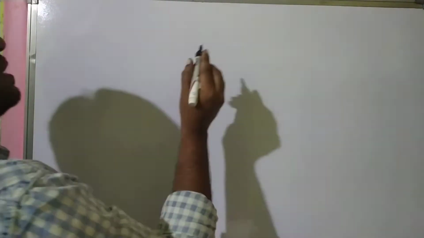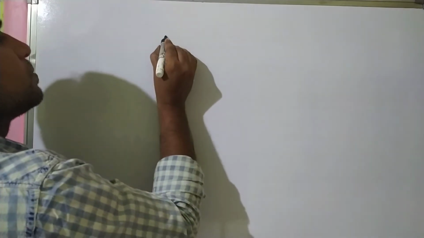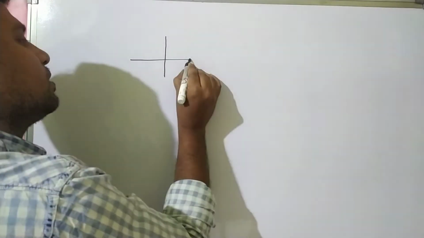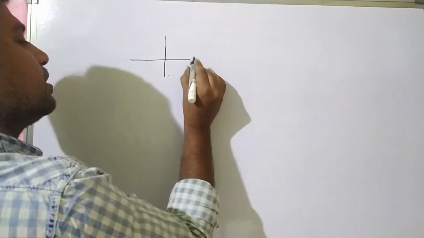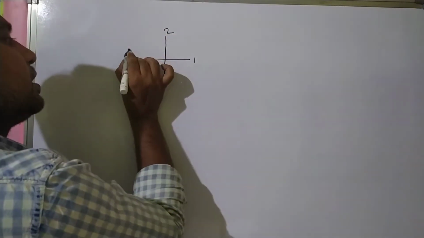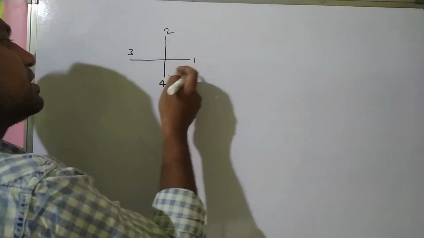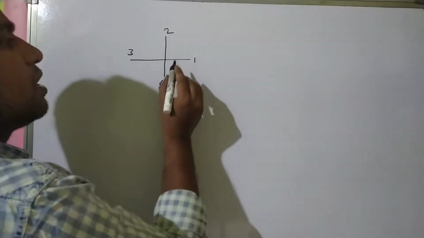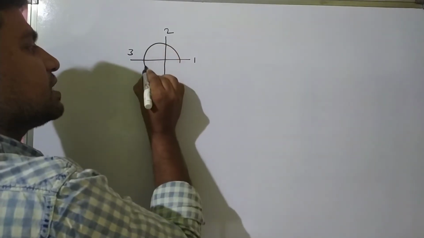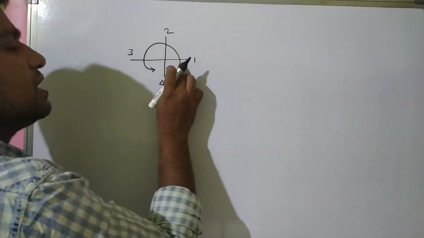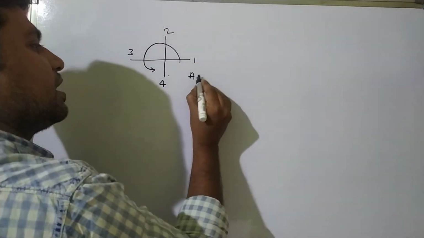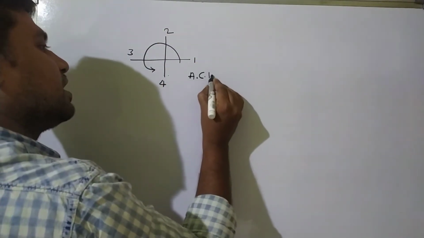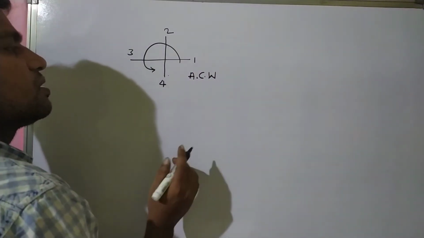Okay students, now I will explain some paths. For example, here 1, here 2, here 3, here 4. These are 4 different priorities. Now the rotation should be like this. This is the correct rotation. Okay students, this is an anti-clockwise rotation.